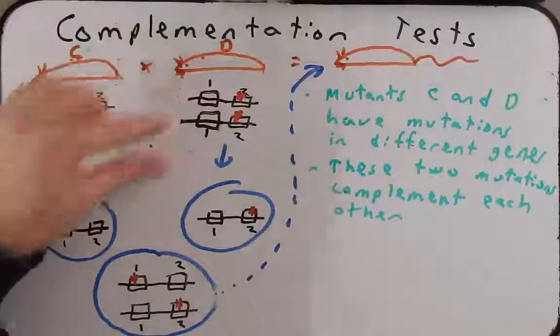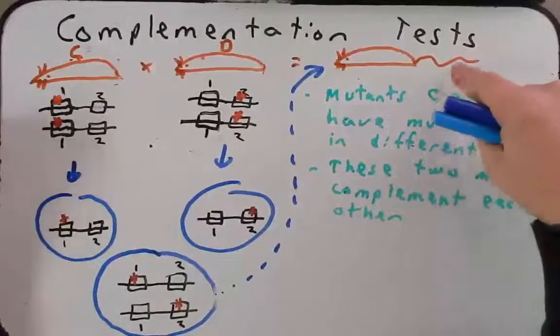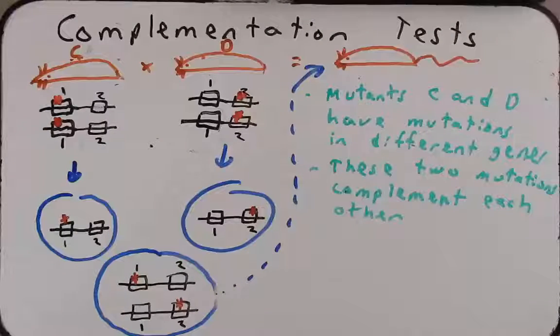Because different genes are mutated, they will produce gametes that have different genes that have the mutation on it. When they form the fertilized zygote, they're able to have one functional copy of each of the genes necessary to make a mouse here that has a tail. For now, that is all I have to say about complementation tests.